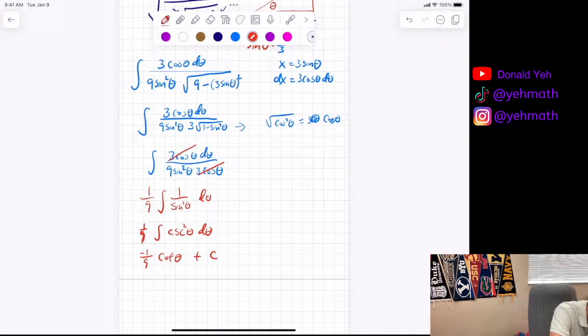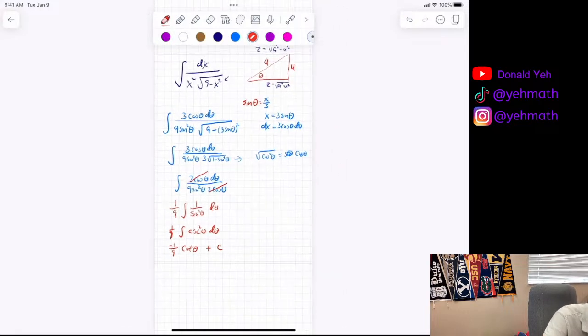The answer should not be in theta. So what can you tell me? Square root of 9 minus x squared over, maybe 1 over 9, over x. Over what? X.